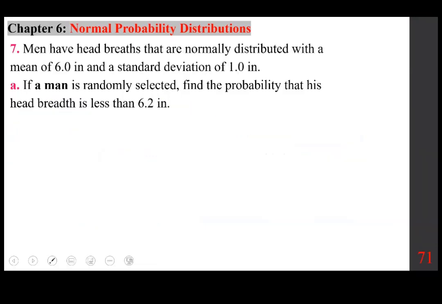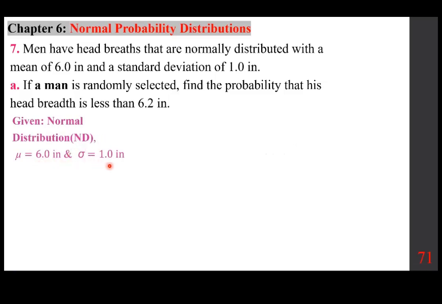Men have head breadths that are normally distributed with a mean of 6.0 inches and a standard deviation of 1 inch. If a man is randomly selected, find the probability that his head breadth is less than 6.2 inches. Excellent. So the very first thing, what is given? We have a normal distribution with mu being 6 and sigma being 1. That's a given. It is extremely important we be able to write this symbolically. We are interested in calculating the probability of x less than 6.2.